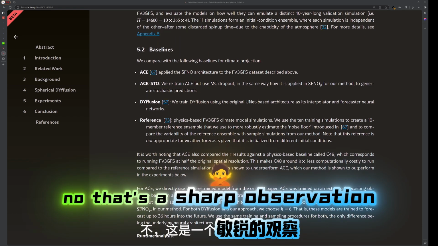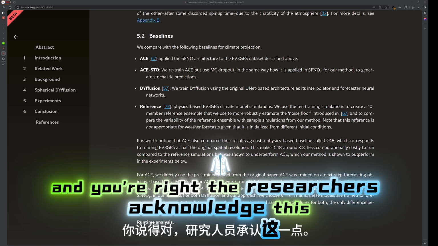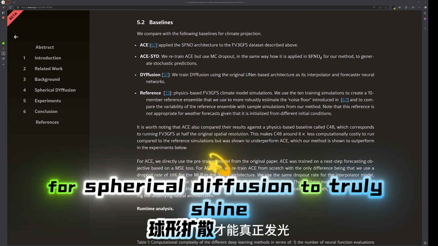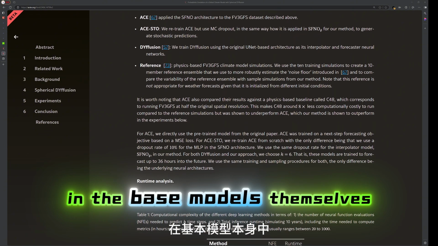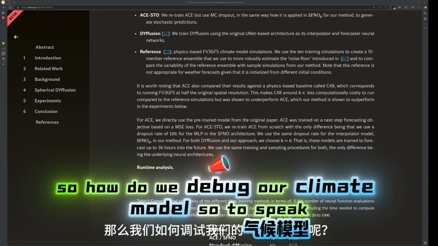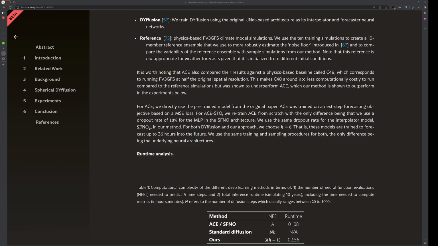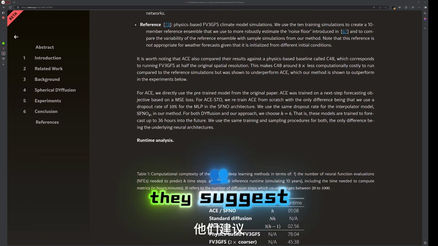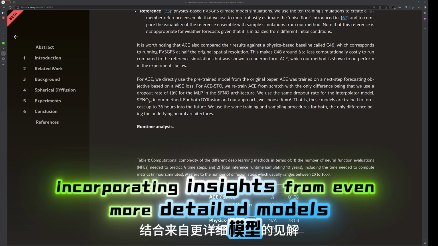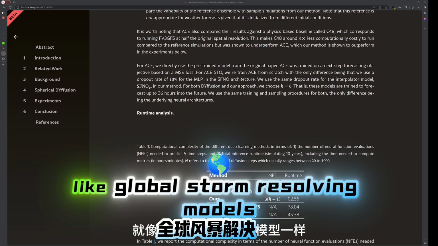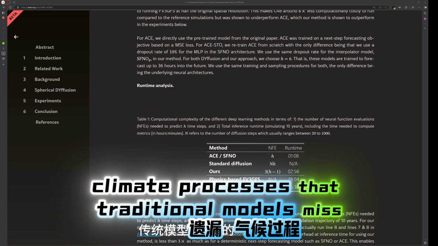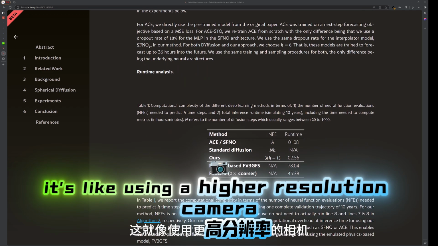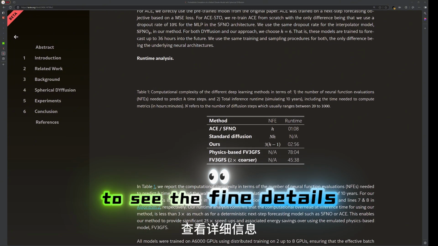That's a sharp observation, and you're right, the researchers acknowledge this. For spherical DYffusion to truly shine, we need to tackle those biases in the base models themselves. So how do we debug our climate models, so to speak? Get rid of those pesky biases. They suggest incorporating insights from even more detailed models, like global storm resolving models, which capture finer scale climate processes that traditional models miss. It's like using a higher resolution camera to see the fine details.